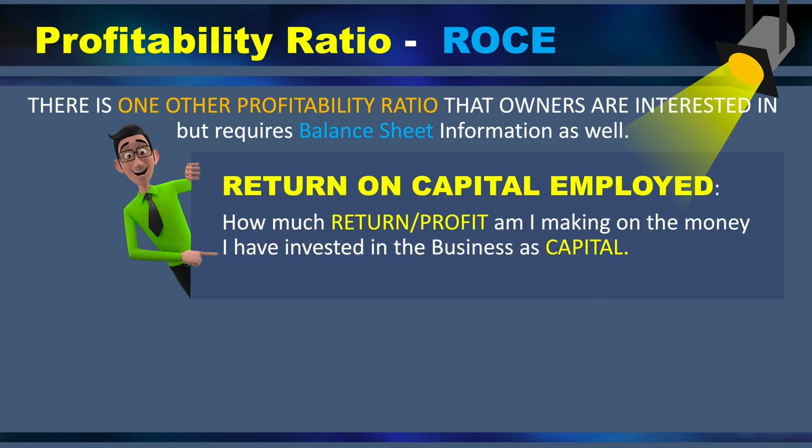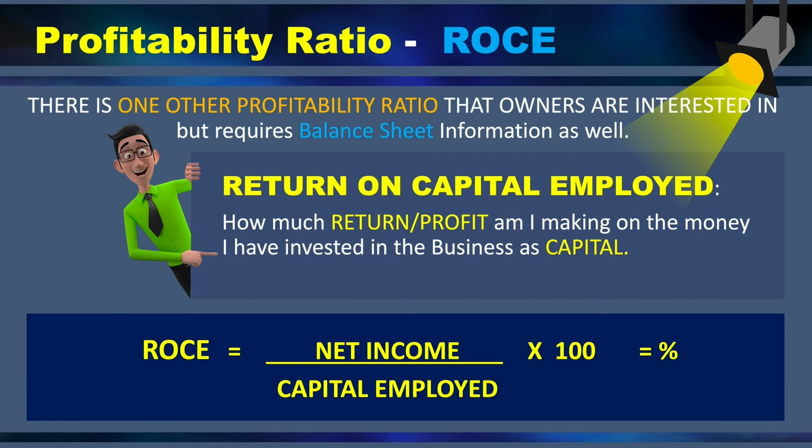How much profit am I making on the money I have invested in the business as capital? So what are your returns for using the capital that you have invested? Return on capital employed, ROCE. And the formula for that would be net income, which you get from your income statement, over capital employed multiplied by 100. And this ratio is once again expressed as a percentage.